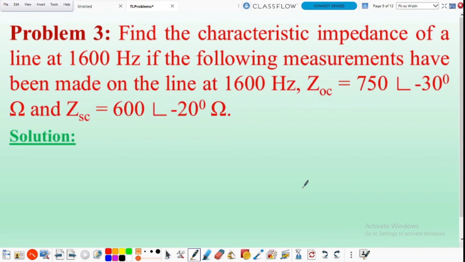Hi everyone. In this video, we are going to discuss one more example of the transmission line concept. The given example is: find the characteristic impedance of a transmission line at 1600 Hz if the following measurements have been made on the transmission line at 1600 Hz. Open circuited impedance is 750 at an angle of minus 30 degrees ohm and short circuited impedance is 600 at an angle of minus 20 degrees ohm.